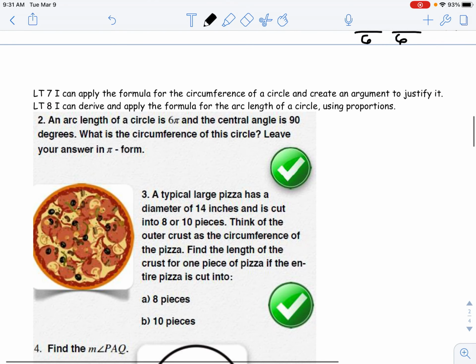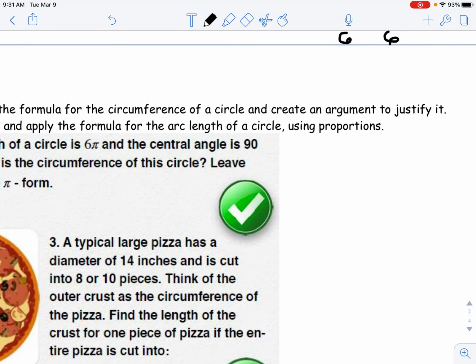All right, so now let's just do a bunch of problems. We're right here at number 2. An arc length of a circle is 6 pi and its central angle is 90 degrees. What is the circumference of this circle? Leave your answer in pi form.